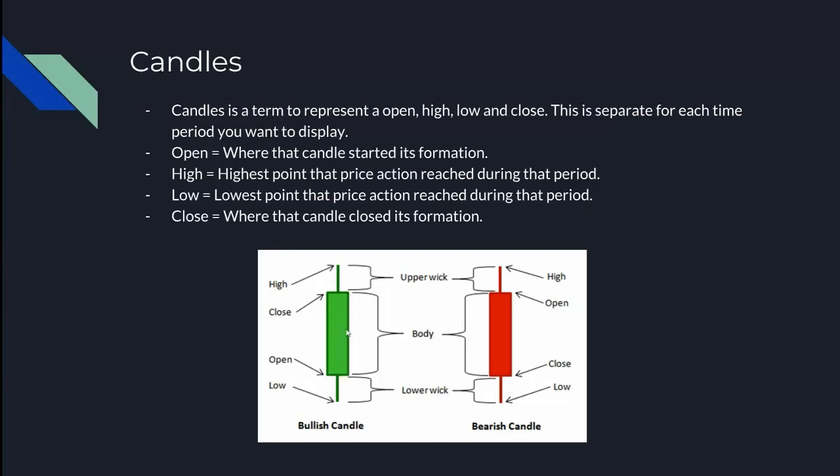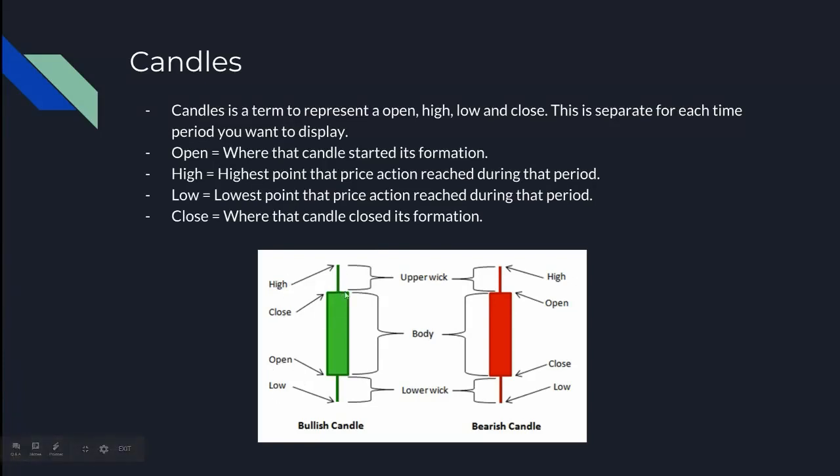Now the lowest point is the lowest price the action reached during that period. So we opened here, we reached a high, we came all the way back down past the open, created a low, right? And then there's the close. The price action moved all the way up here and closed here. So close is where the candle closed its formation and created a new one. So we've got our open, our high, our low, our close.